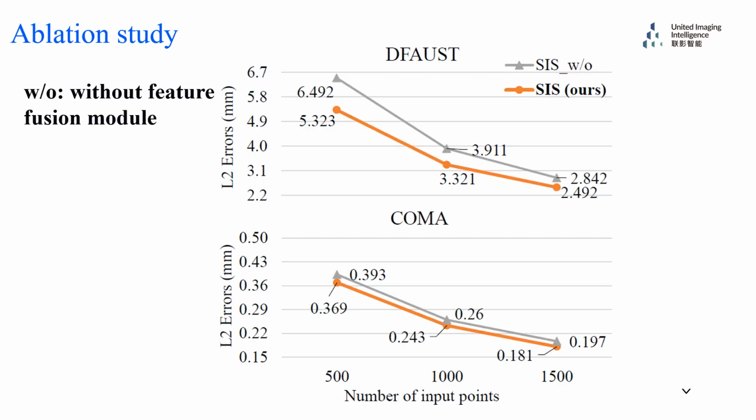Here we're adding an ablation study for the SIS representation with local features. We can see that after adding the feature fusion module, the method performs better on both the DFAUST and COMA datasets.